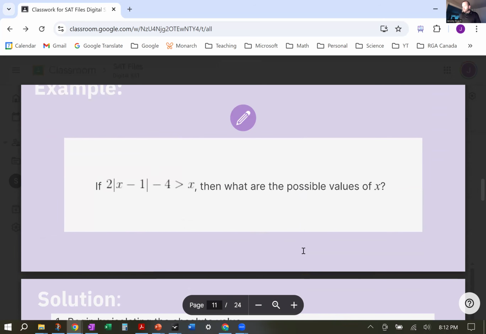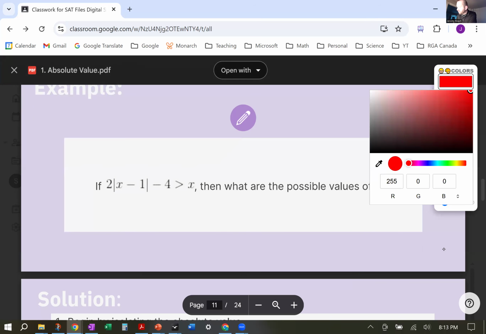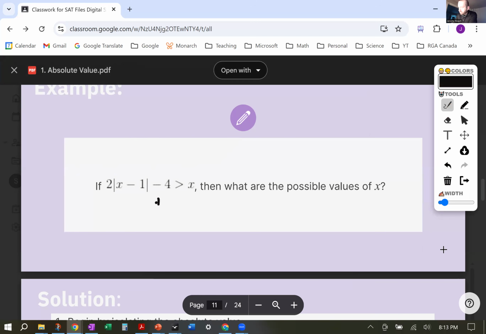Let's look at the next one. It says, what are the possible values of x for this next one? So for this next one, we're going to +4 on both sides. And the reason we're doing +4 on both sides is before we get rid of this absolute value, we've got to isolate it. It has to be by itself. So now this is 2 times absolute value of x minus 1 is greater than x plus 4.